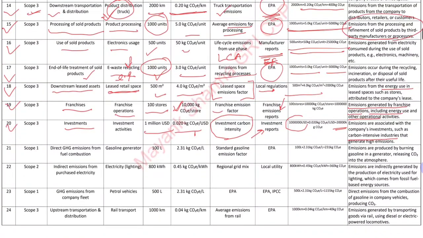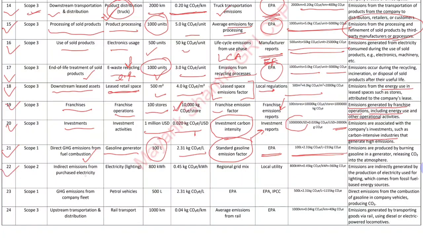Then next is again a Scope 1 example, where we have gasoline-based generators. In this gasoline, direct GHG emissions from fuel combustion, let's say 100 liters multiplied by the emission factor. This again is the standard gasoline emission factor, which is sourced from EPA. When we are burning the gasoline during the combustion process, carbon dioxide is released into the atmosphere, so these are the emissions for this particular Scope 1 example.